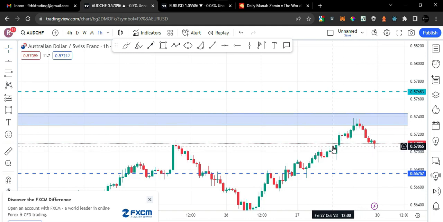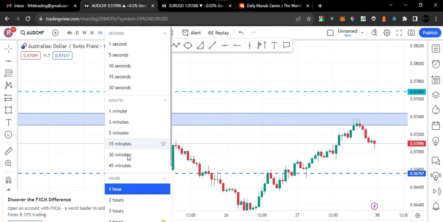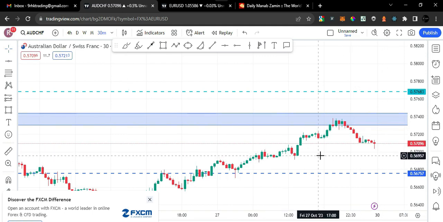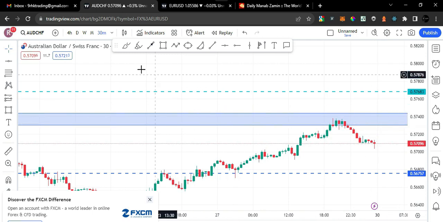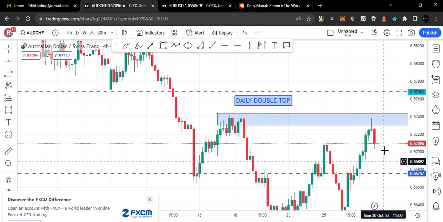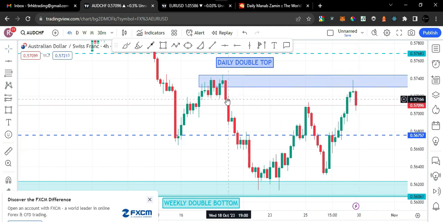This is the place, but even then it is a body of the candle, and we need a shadow. So let's go to 30 minutes. We can see that this is the place from where it is actually trying to pull back. So in the short run, possibly there is no trade at the moment, despite it having broken the neck.